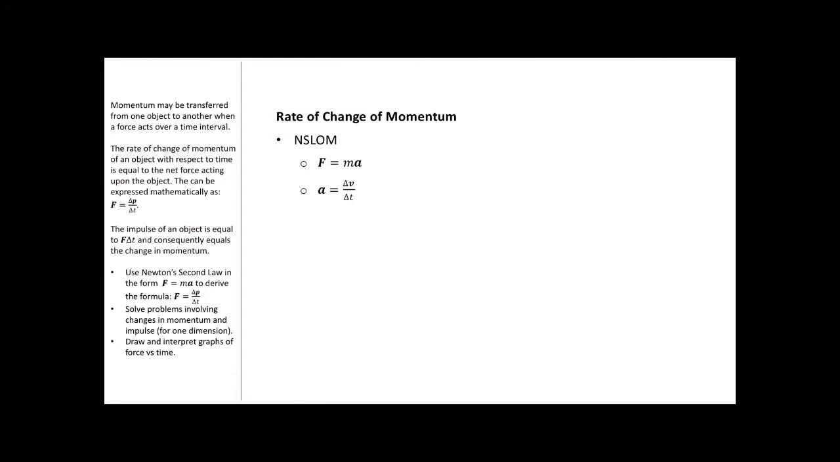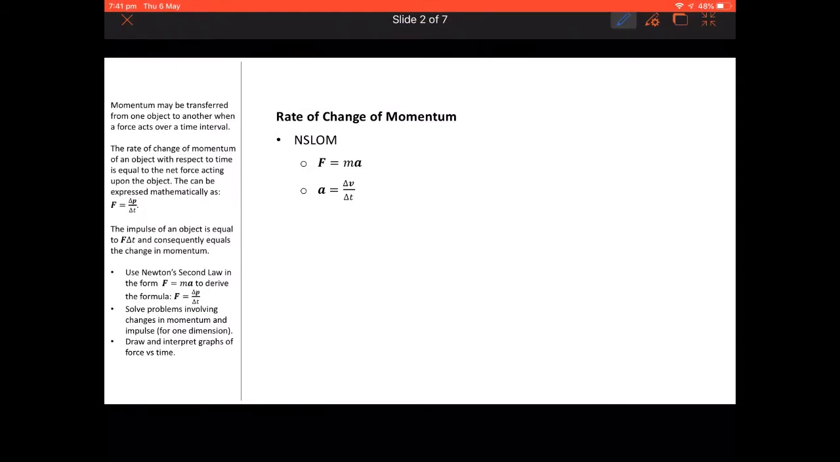In stage 1 physics, you need to be able to use Newton's second law of motion in the form of force equals mass times acceleration. Hopefully you're familiar with this. So you need to be able to use this to derive the formula that we have here. You also need to be able to solve problems involving changes in momentum and impulse for one dimension, and you'll need to be able to draw and interpret graphs of force versus time.